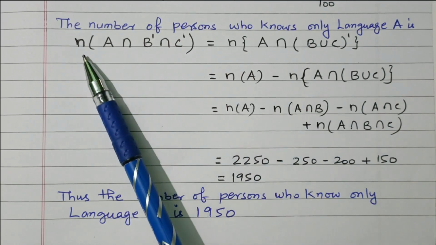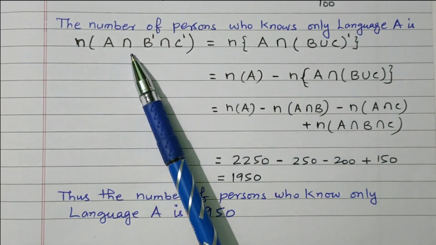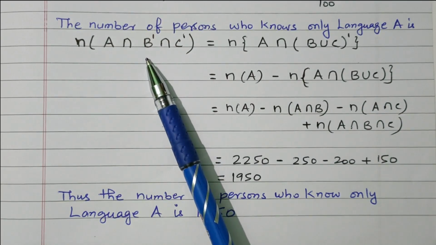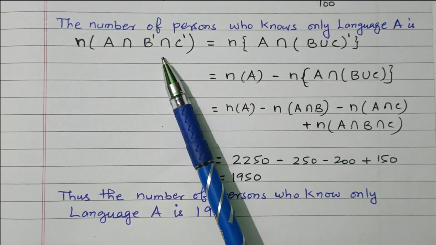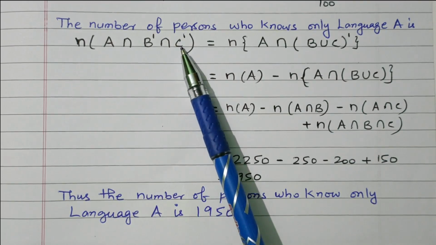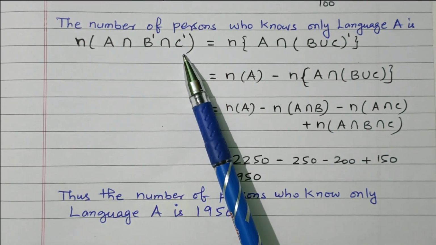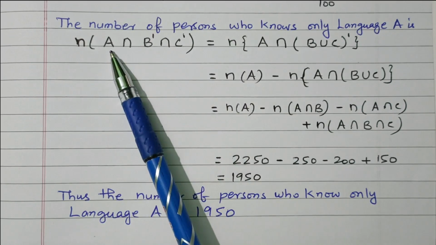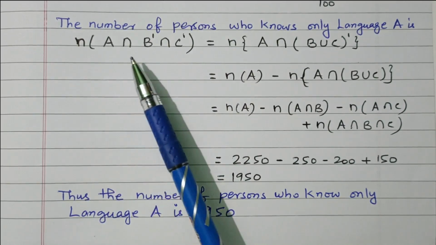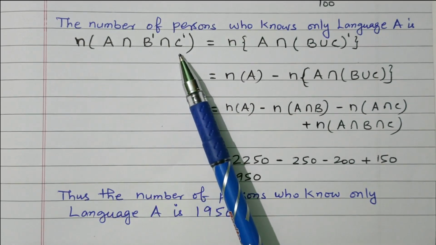So that is nothing but n of A intersection B dash intersection C dash. B means knows the language B. B dash means don't know the language B. Similarly, C means the persons who knows the language C. C dash means the person don't know the language C. So that only the person, number of persons knows only language A, don't know the language B and C, right?